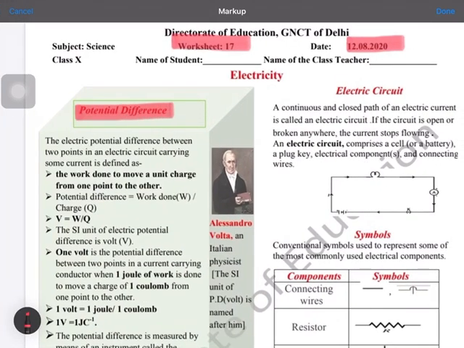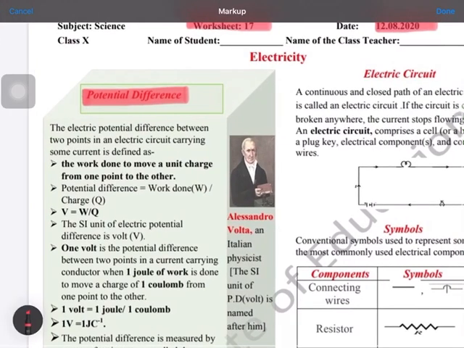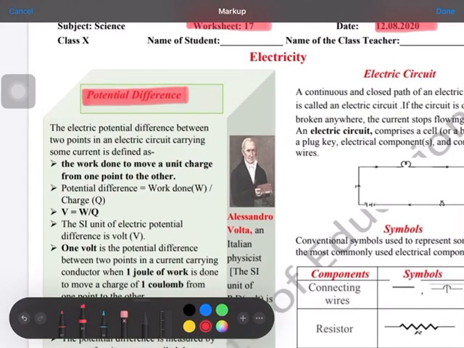So before potential difference, if you remember what electric potential is: if any charge is brought from infinity to a point, the work done required to bring that charge to that point is known as electric potential. And the potential difference is actually just like your electric potential. The difference is that there we are talking of infinity to a point.